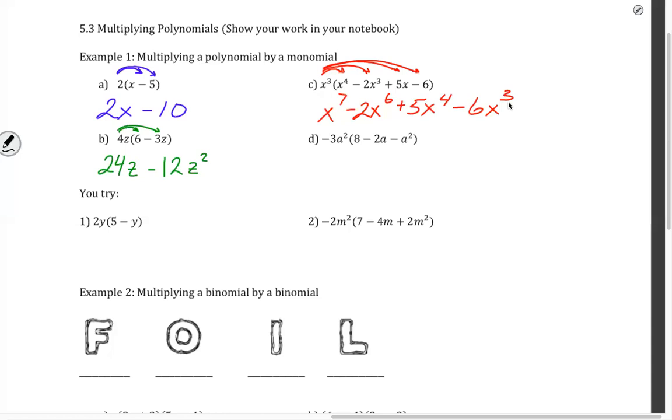Yeah. Marcus, you with me? Yeah. Now, with D, the trick is, well, I have to make sure I multiply by a -3. Some people will forget the negative, okay? It's inevitable. But just remember that's why I'm drawing the arrows, so I know that I'm distributing that -3. So -3a squared times 8 is going to be -24a squared. -3a squared times -2a, that's going to be +6a cubed. Because -3 times -2 is 6. A squared times a, that's a cubed. -3a squared times -a squared, well, that's going to be +4, or positive 3a to the 4th.